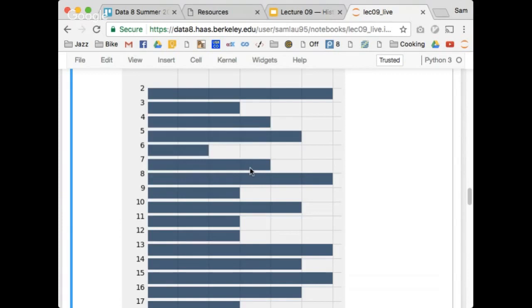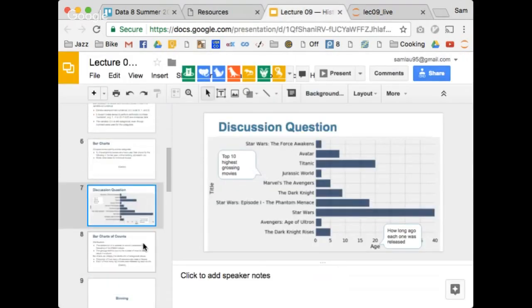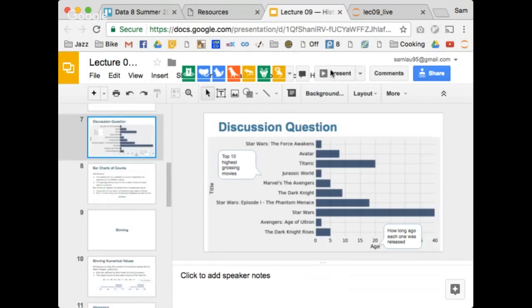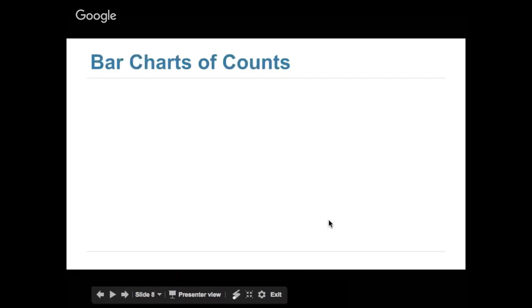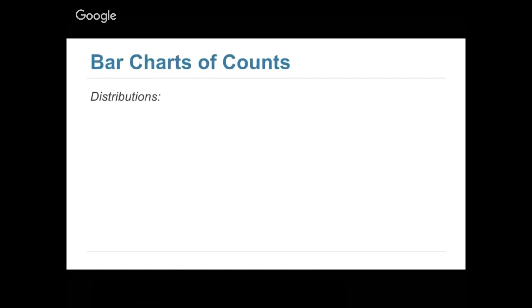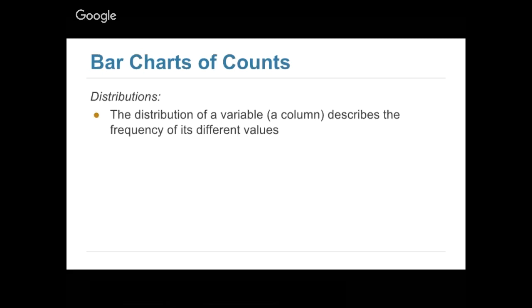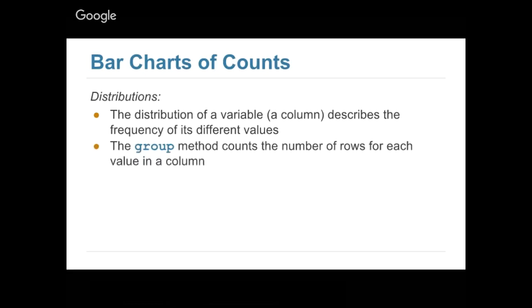How might we resolve this issue? I'm so glad you asked, because that's the next topic we're going into today. Okay, so to briefly recap, now we're talking about distributions. Okay, so how many times different items appear in my table? The distribution is the frequency of different values, as we've seen before, and we can use the group method to compute distributions. So it'll go through a column, count up how many times each value appears, and then make a new table out of that.